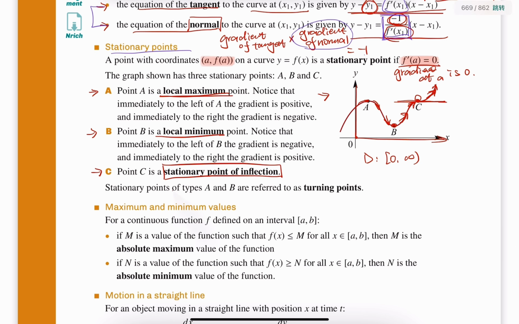And they tell us points A and B are turning points, which is true because you have one side going up and the other side going down.